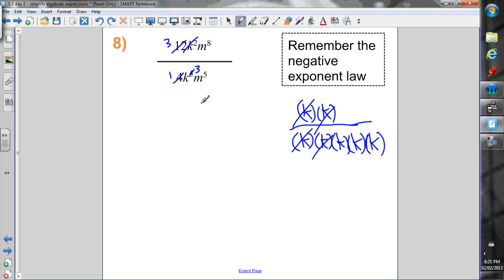Now I have an m to the 8 divided by m to the 5. 5 pairs are going to cancel. So all 5 on the bottom are gone. I'm going to take away 5 from the top pair. 8 minus 5 is 3. So I'm left with an m to the 3.